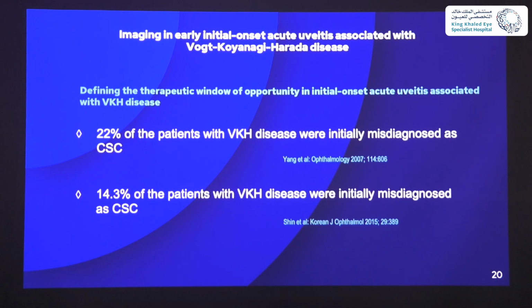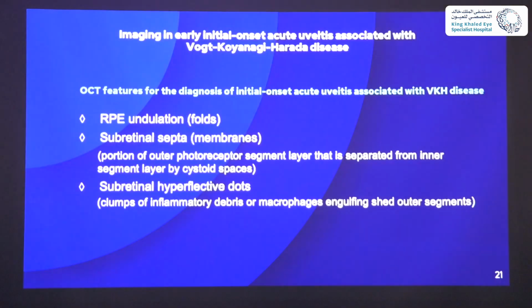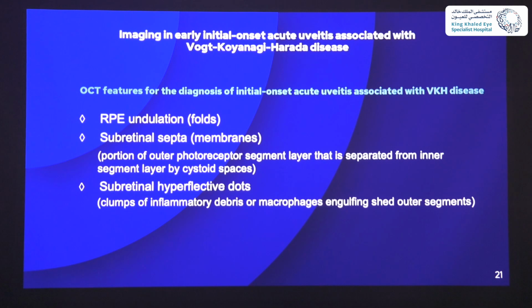There are two papers that looked at this issue. In the first paper, 22% of patients with VKH disease were initially misdiagnosed as central serous chorioretinopathy. In another study, 14% of the patients with VKH disease were misdiagnosed as central serous chorioretinopathy. So how can we prevent this? How can we make the early diagnosis and proper diagnosis? There are several papers in the literature that look at how OCT can help us differentiate between early VKH disease versus central serous chorioretinopathy.